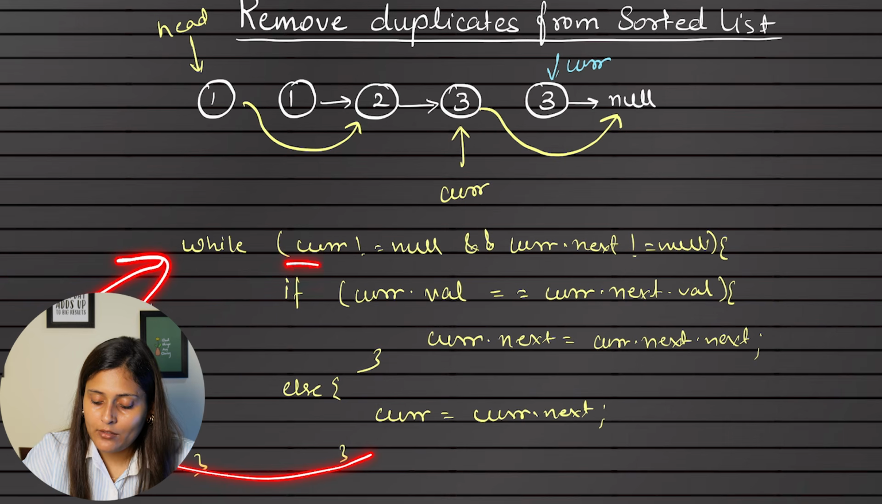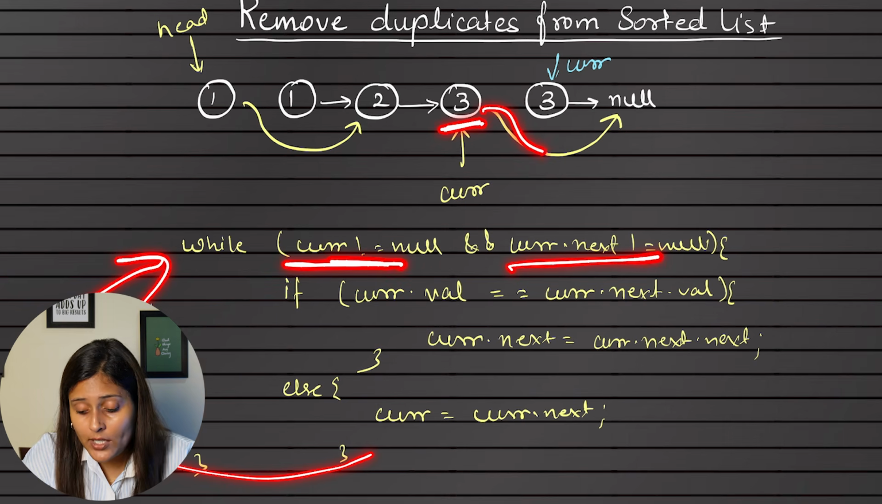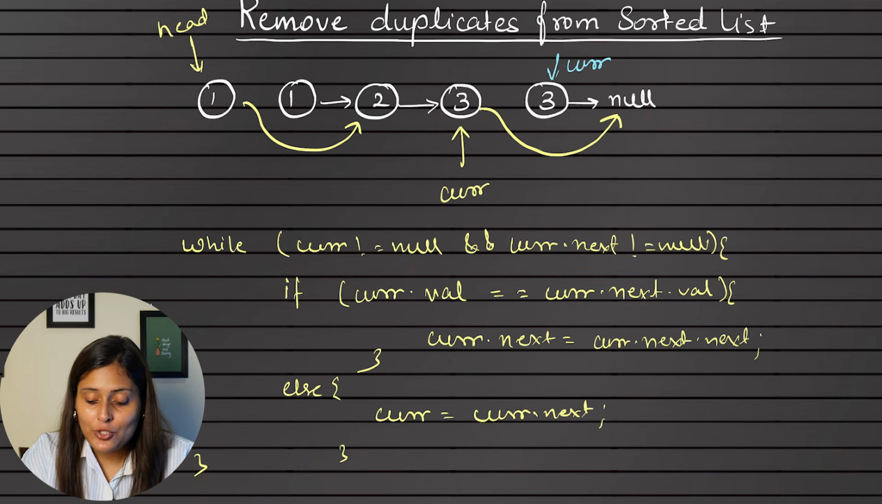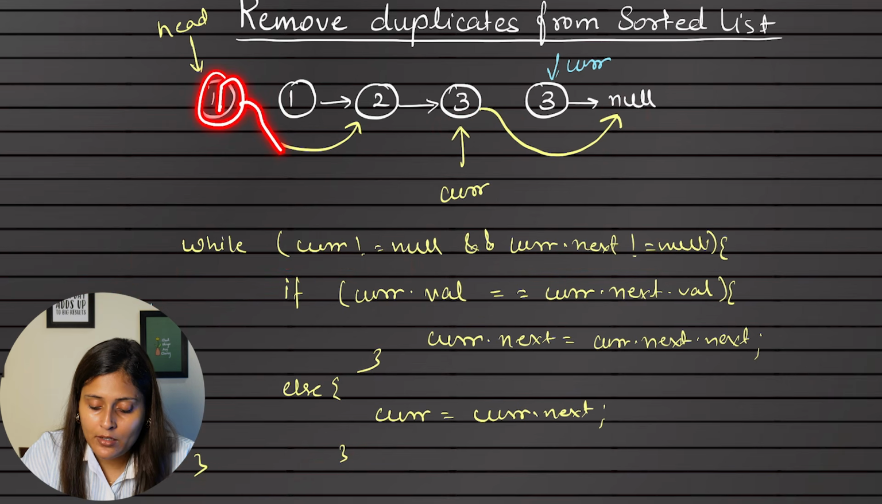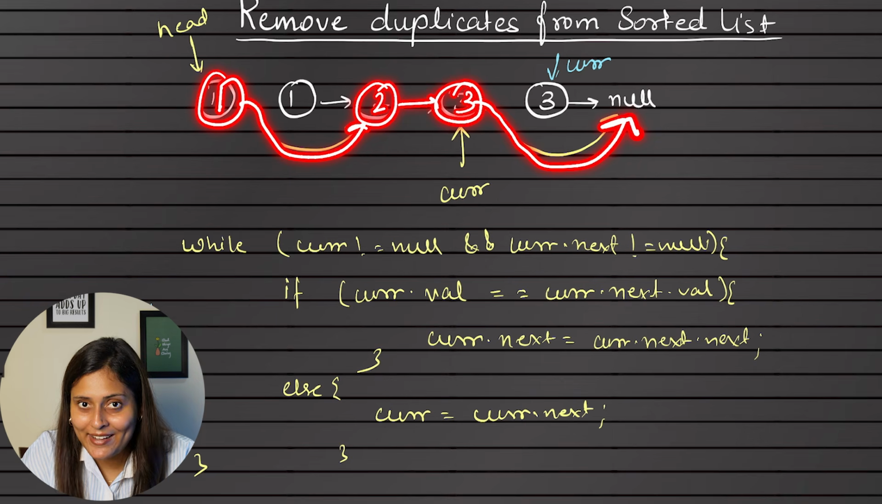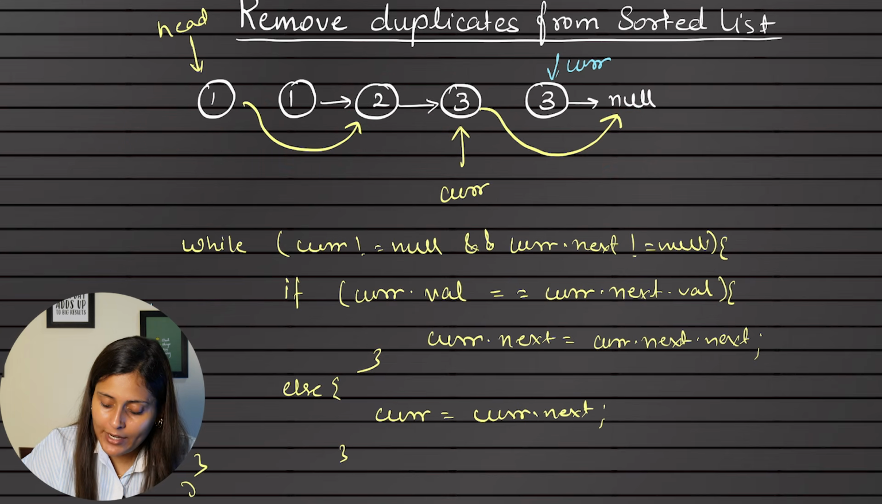Again we will go here. While my current not null? Yes, current not null. And current dot next not null? No, it's null. So with this the while loop will break. So what is the linked list? We have 1, then 2, then 3 and then null. And that's what we wanted, right? So we have removed everything. So at the end we have to just return our head. After coming out of this while loop, we will just return our head.